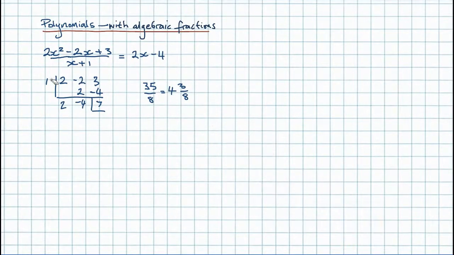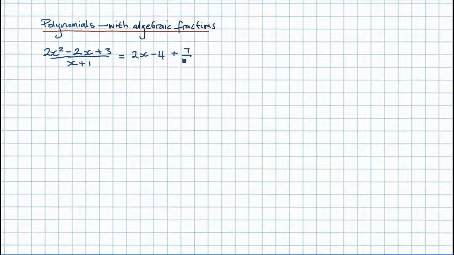So let's just erase this working out for the moment, give ourselves a bit more space and compare what we did here to what we're going to do here. Well, the numerator is simply the 7. And so our fraction will go over here just as with conventional numbers, so plus 7 divided by the denominator, x plus 1, or the divisor if you like, x plus 1. So there's our fraction. So 2x squared minus 2x plus 3 divided by x plus 1 equals 2x minus 4.